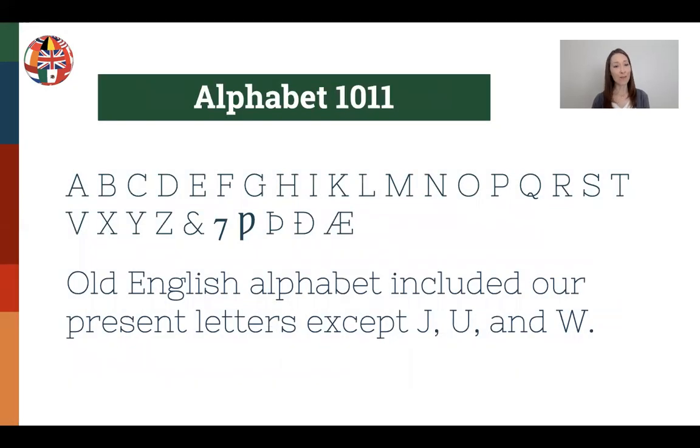So here's that alphabet. You can see the 23 alphabetical letters, ampersand, the Tironian note, wynn, thorn, eth, and ash. And so you can also see that the Old English alphabet did not include J, U, or W, and that continued for quite a while.